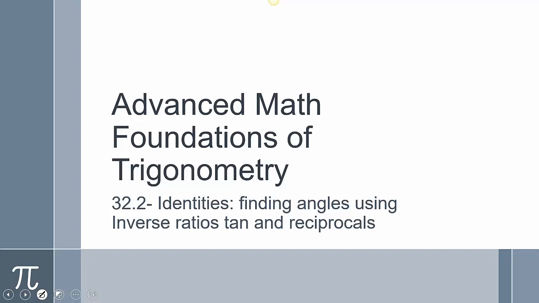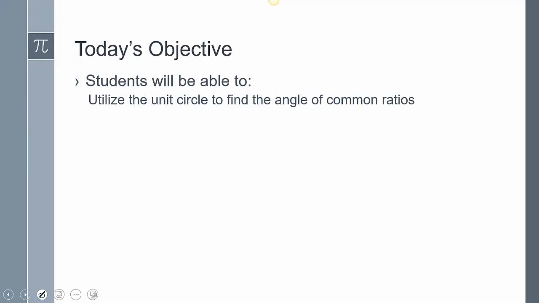Today is going to be 32-2. We're going to be finding the angles using inverse ratios for tangent and the reciprocals. So we're going to utilize the unit circle to find the angles of common ratios.